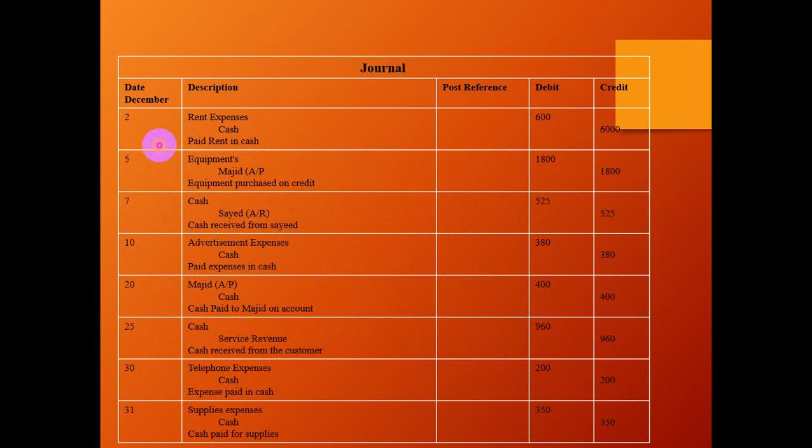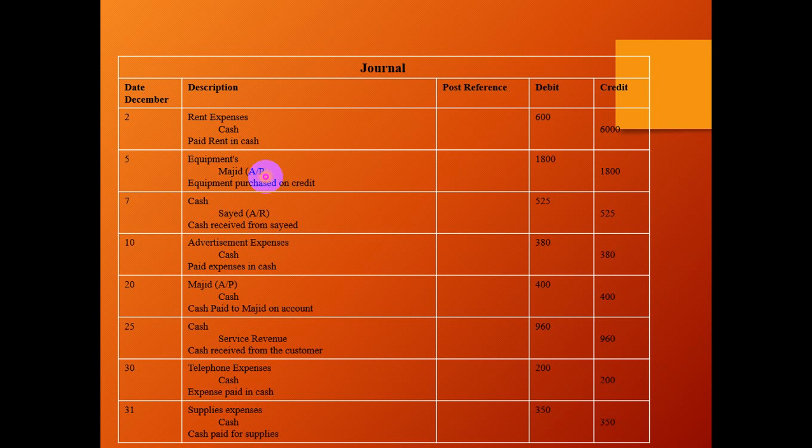So for equipment, we are not writing purchase equipment, we are using equipment because it is a fixed asset. To, or we can write, Majid account payable, right? So here we need to write down equipment to Majid account payable. Purchase of equipment is one thing and payment of that is the second thing.